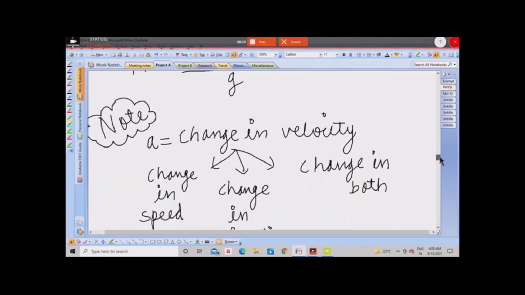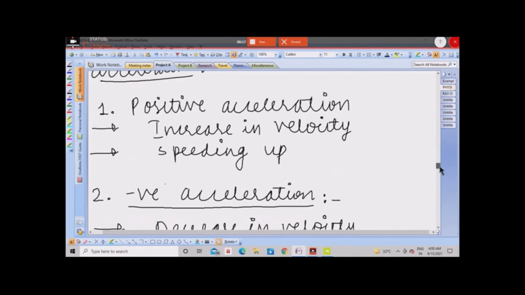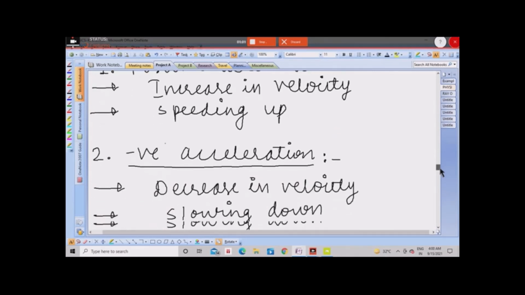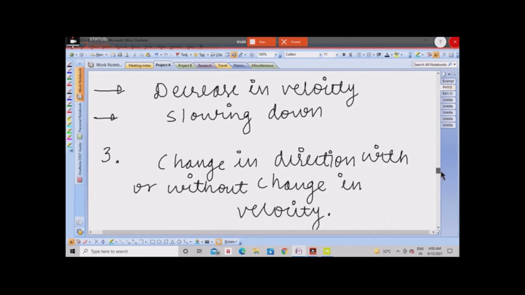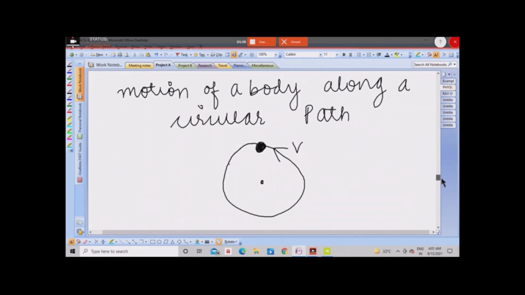Here is a note that acceleration is change in velocity, and I have discussed earlier that change in velocity का मतलब या तो change होगा speed में या direction में या फिर दोनों में. So now types of acceleration. There are 3 types of acceleration: positive acceleration, negative acceleration, and change in direction with or without change in velocity. Circular motion is motion of a body along a circular path. That's called circular motion.